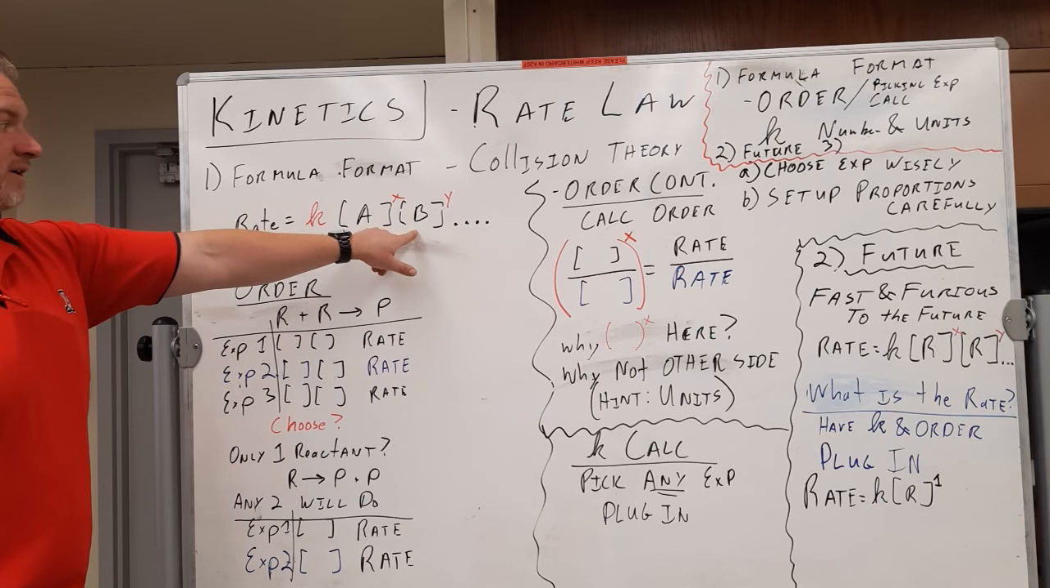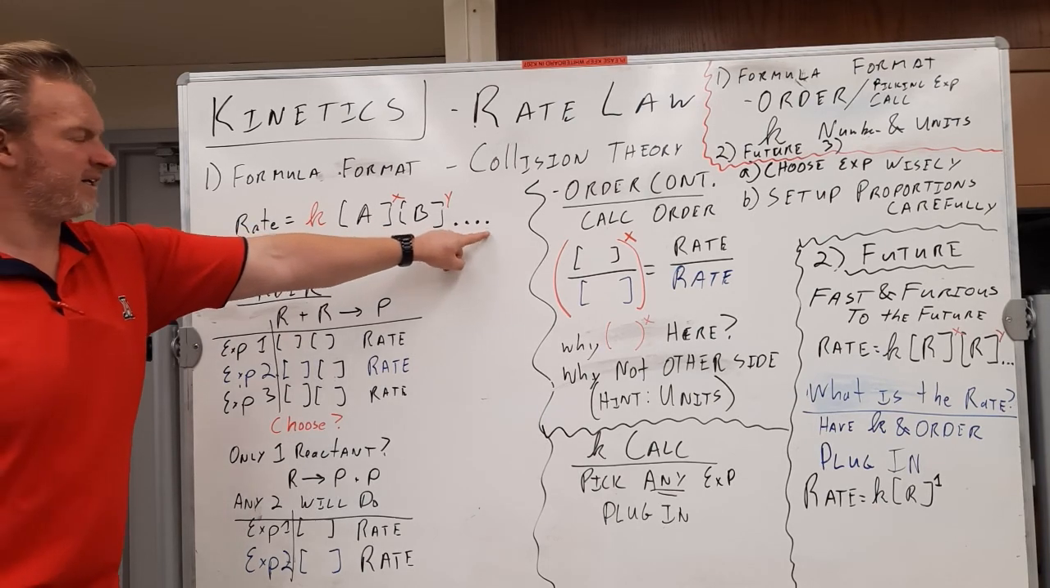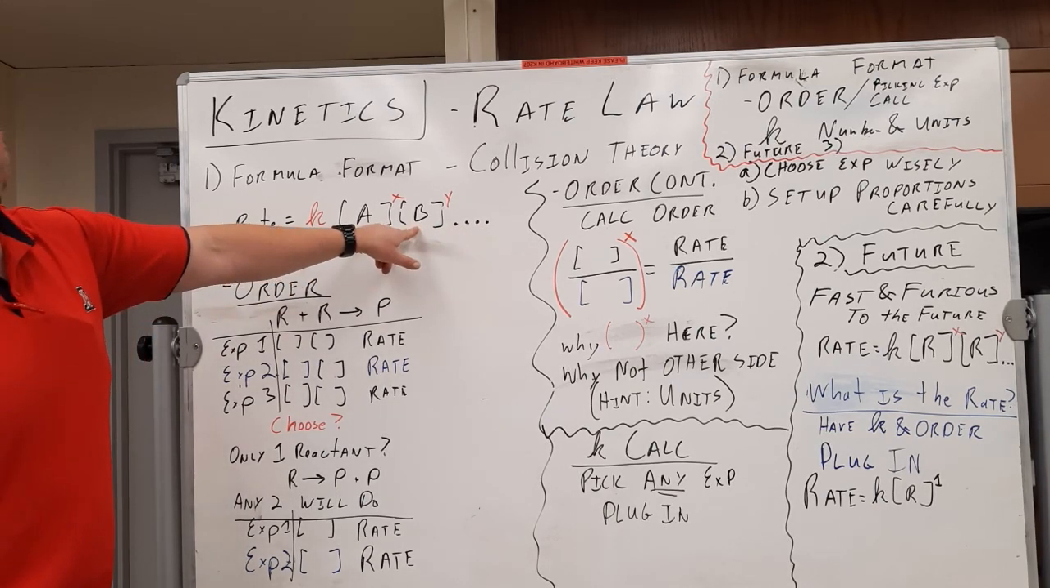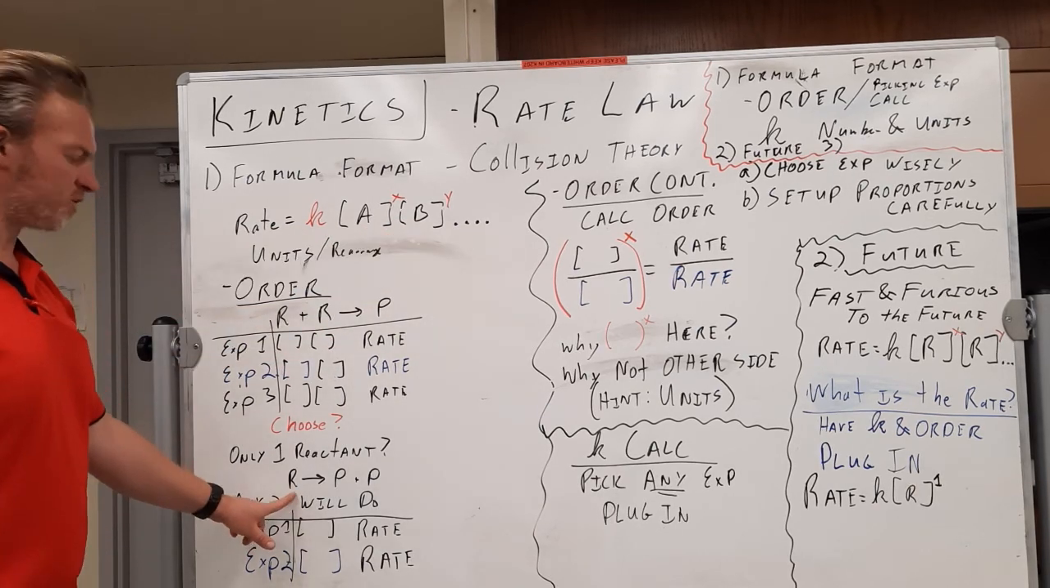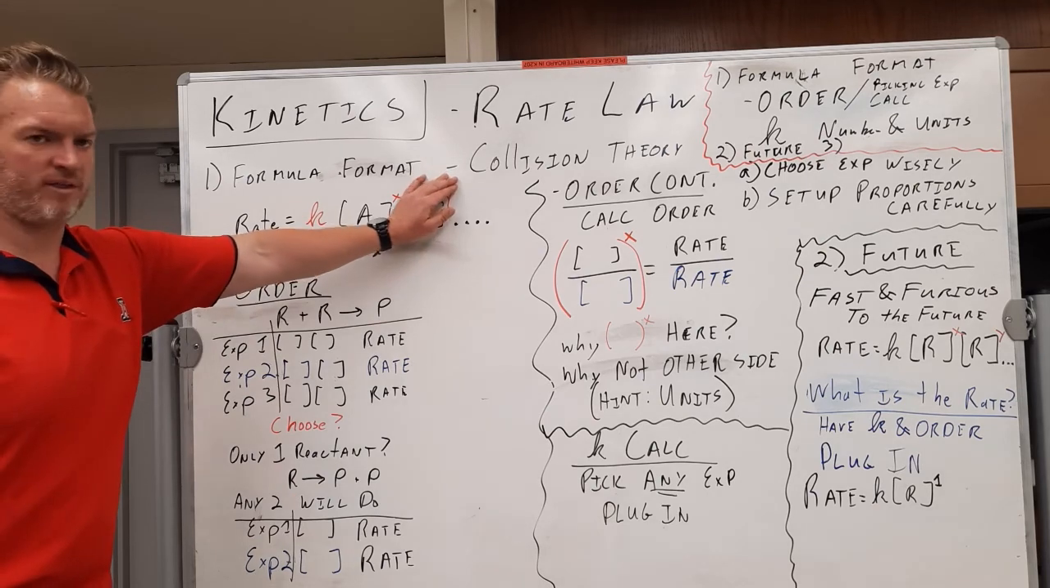Now this is a rate law for things that have, see this dot, dot, dot here? You have as many terms as there are reactants in the formula. If there are two reactants, there will be two things here. If there is only one reactant, there will only be one thing there.